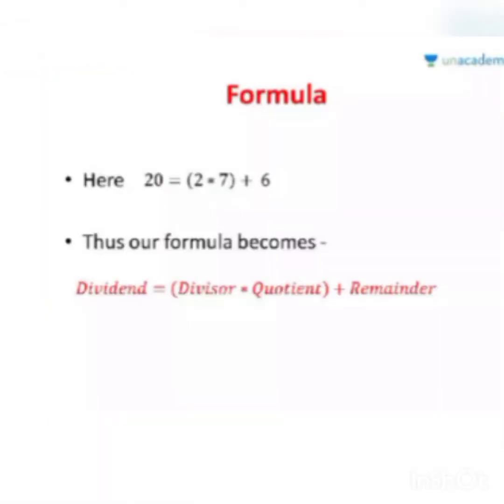Now students, let's have a formula for dividend, which is equal to divisor multiplied by quotient plus remainder, as we can see here. And the example related to this formula is just given above. We can see that 20 is equal to 2 multiplied by 7 plus 6. Here 20 is the dividend, 2 is the divisor, 7 is the quotient and 6 is the remainder.